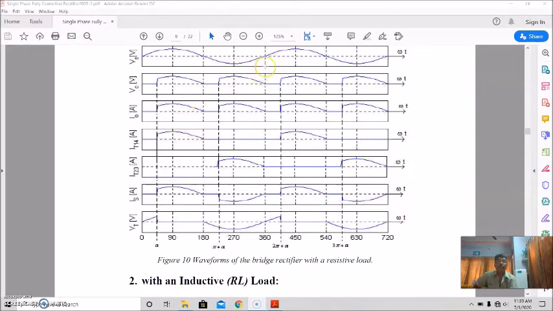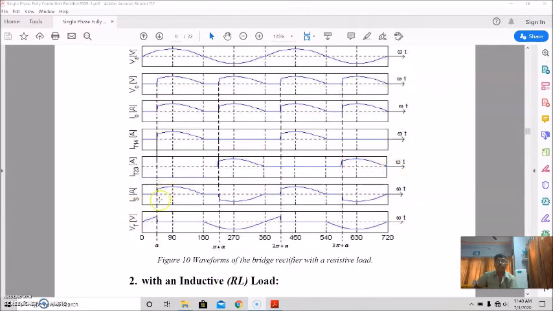Again, when the positive half of the supply voltage is impressed, thyristor 4 will be under conduction. If it is fired at 2 pi plus alpha, where alpha is the firing angle and this is 2 pi, then in this way this thyristor will conduct. For the next positive half, thyristor 4 is under conduction. For the negative half, thyristor 2 is under conduction, and this is the current due to thyristor 3. Here, this is the source current.